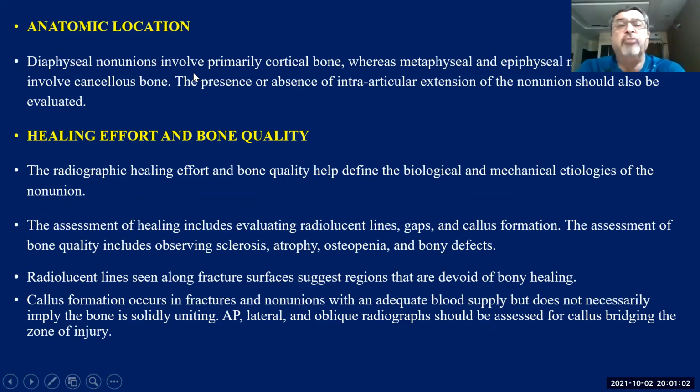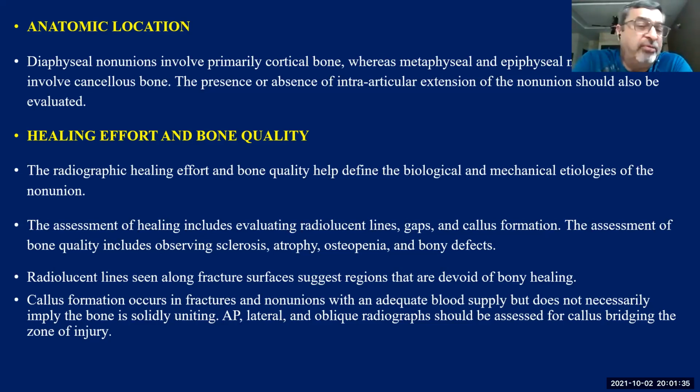Diaphyseal non-unions involve primarily cortical bones, whereas metaphyseal and epiphyseal non-unions involve cancellous bones. The presence of intra-articular extension here is to be evaluated. Healing effort of the bone: the radiographic healing effort and bone quality define the biological and mechanical etiology. Assessment of healing includes radiolucent lines, gaps, and callus formation. The assessment of bone quality includes observing sclerosis, atrophy, osteopenia, and bone defects.